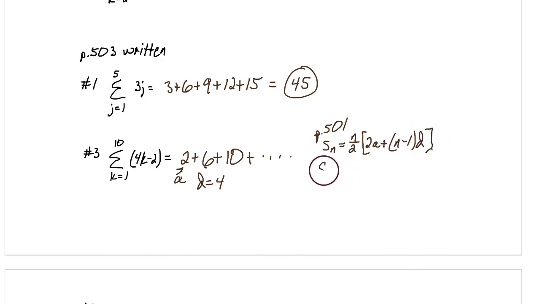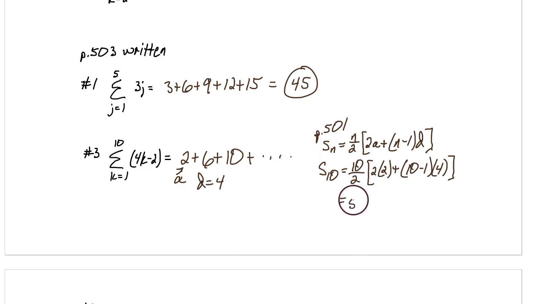We're adding up 10 terms. We want to find the sum of 10 terms, so s sub 10. So put in 10 for n. The value of a is 2. And again, fill in 10 for n. And we figured out that the value of d was 4. Let's see what this makes.